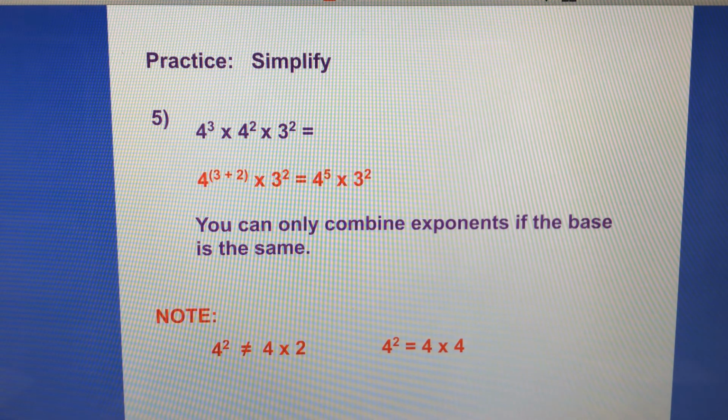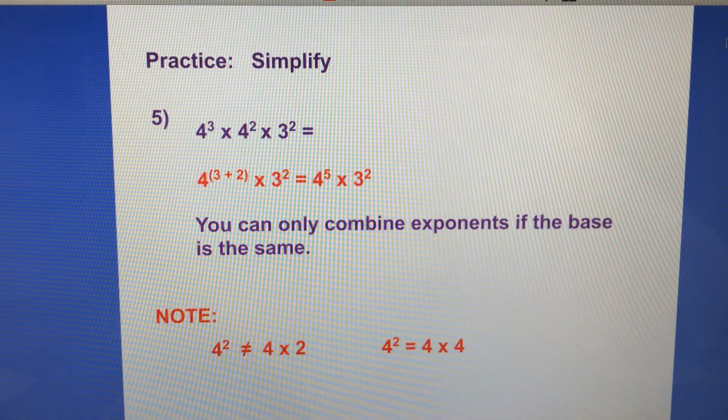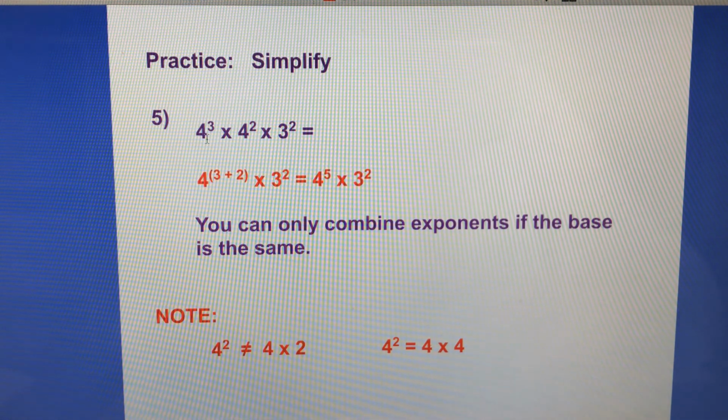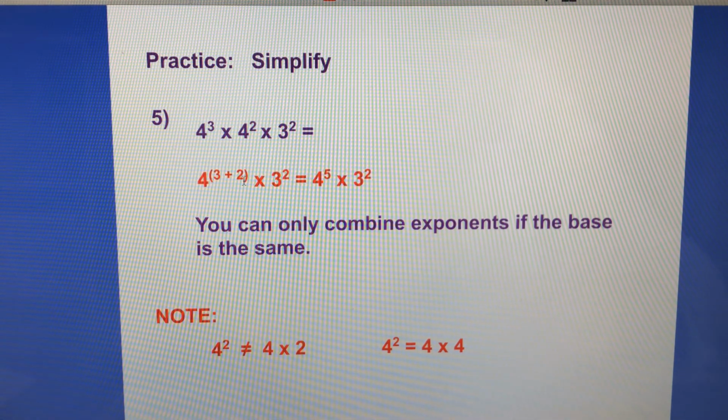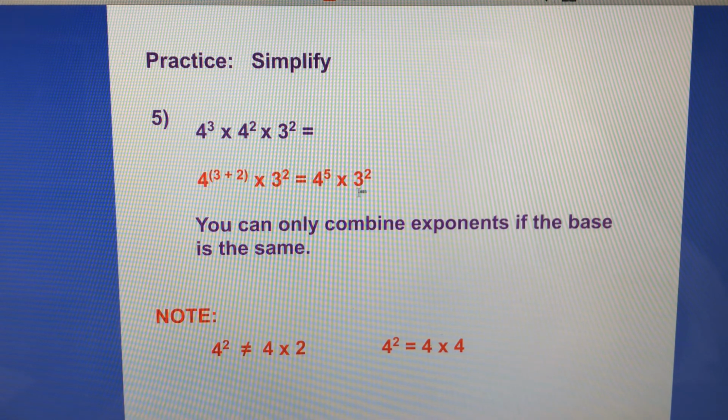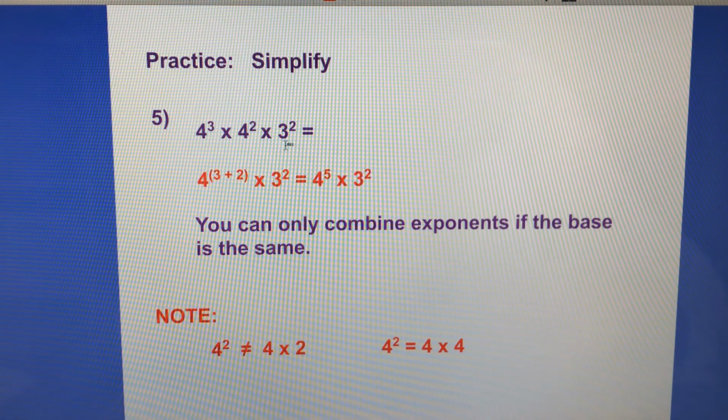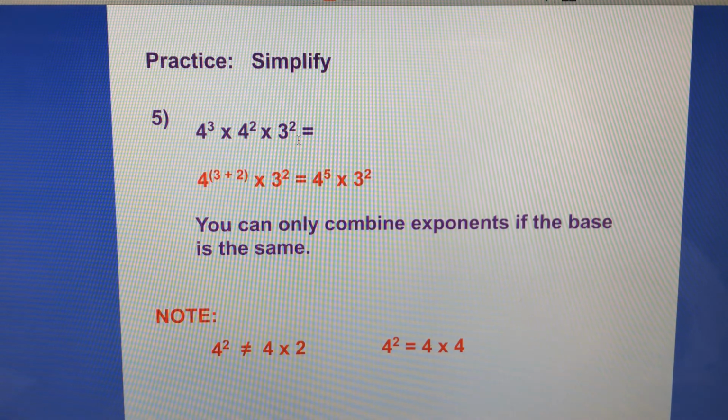Simplify. Well, here I had 4 to the 3rd times 4 to the 2nd times 3 to the 2nd. When I see the same base, I can combine, but only if it is the same base. So 4 to the 3rd times 4 to the 2nd, 4 to the 3 plus 2 became 4 to the 5th times 3 to the 2nd. Nothing to combine the 3 to the 2nd with.